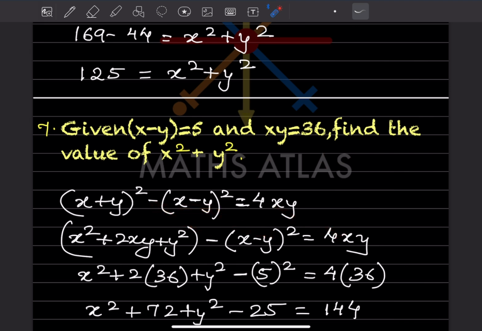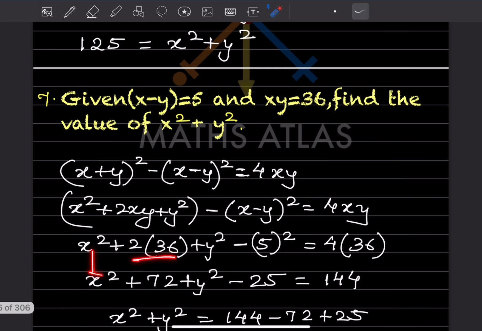So now we are going to plug in the values. We don't know what x square is, the 2 we write as it is. You know xy, xy is 36, so in place of xy we write 36. We don't know what y square is. This minus as it is, and x minus y we know, that is 5. So we write 5 square, and it is equal to 4 as it is. xy is 36, that is given here. So x square as it is, this means multiplication, that is going to be 72, plus y square minus 5 square, which is 25, is equal to, when you multiply this, 144.